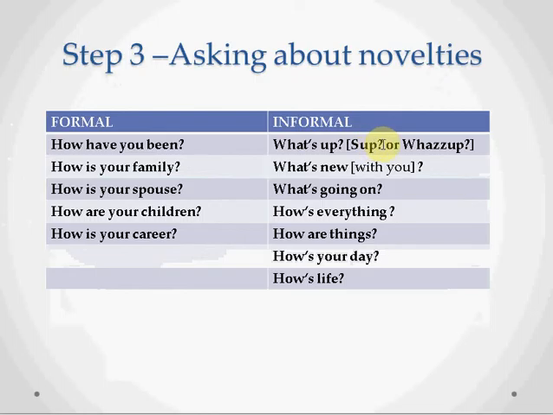If you're using informal language, you would say, "Hey, what's up? Sup?" Sometimes we simply hear sup. It's a short form for what's up. Those are equivalent. Those are synonyms. You can also say things like what's new, what's new with you. You want to know what's new in the person's life. What's going on? So when you use this sentence, you want to know what is taking place at the moment. What's happening in the person's life at the moment.